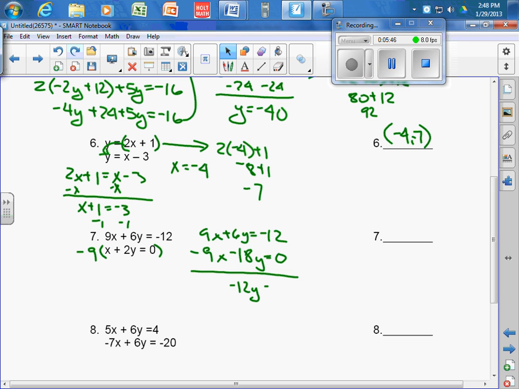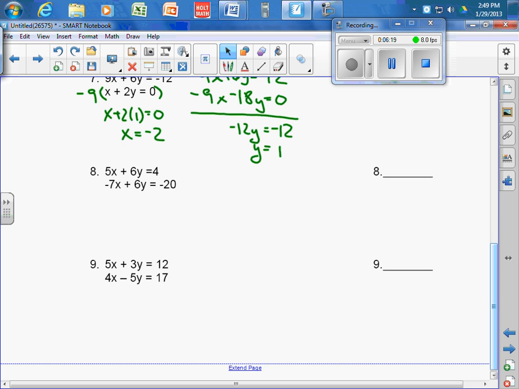The top equation stays the same, 9x plus 6y equals -12, but the bottom equation becomes -9x minus 18y is equal to 0. When you add the equations together, you get 6 and -18 is -12y is equal to -12, y equals 1. Plugging that 1 back into the bottom equation, 2 times 1 is 2, x equals -2, so you get the point -2, 1.